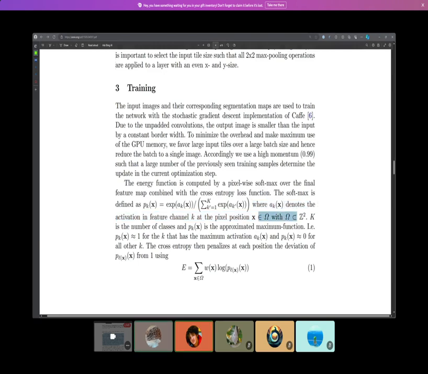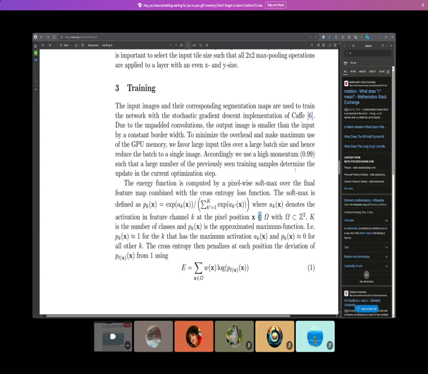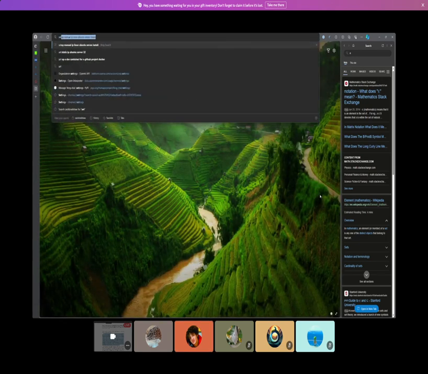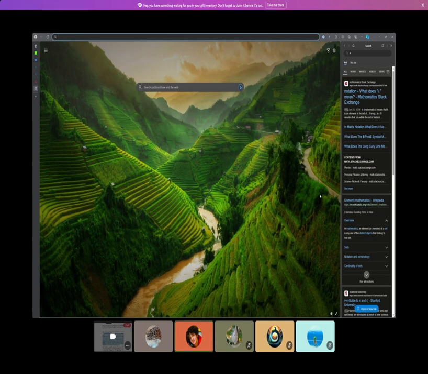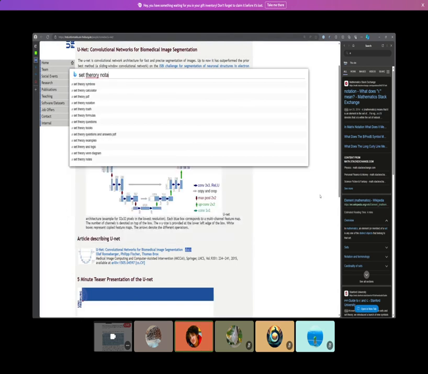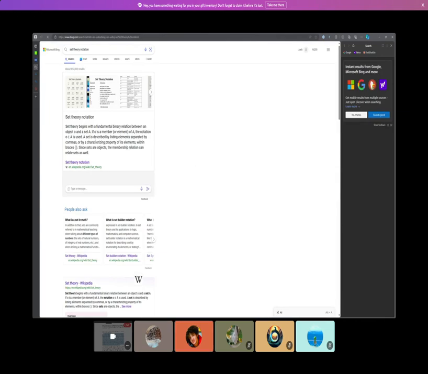Actually, can you look that up? Look up set theory notation. Oh, this is a subset. Look up set theory notation, and then we can see everything. So this is set theory, the theory of sets. So literally just sets of stuff. There's a whole notation vocabulary for this.